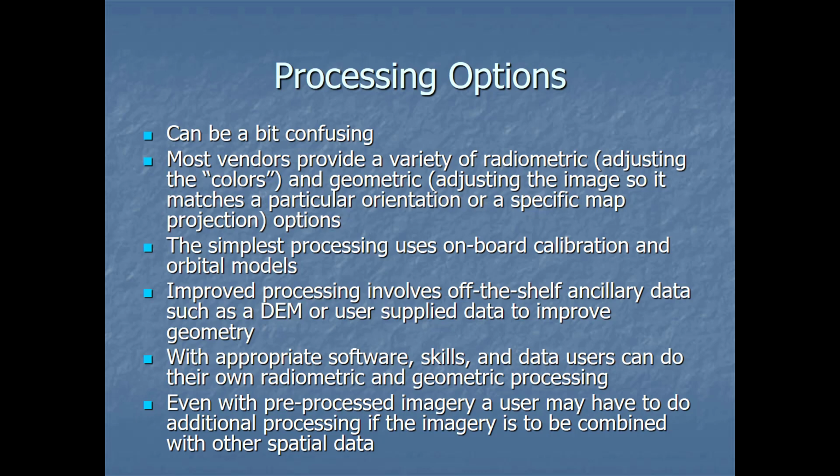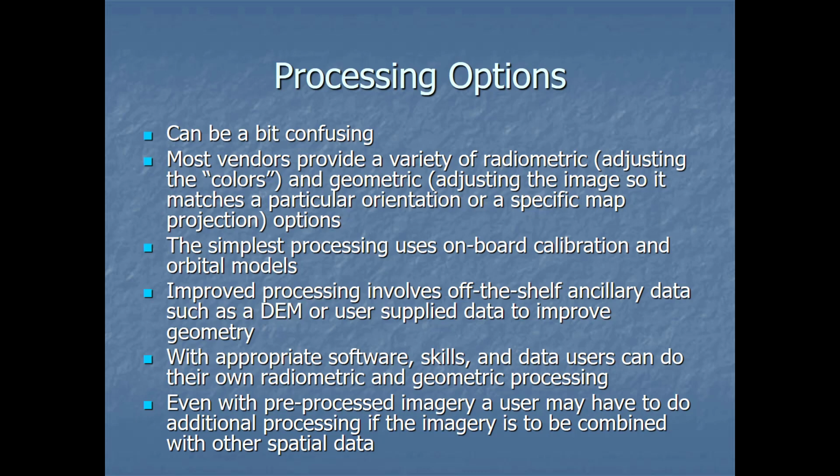With processing options, these can be a bit confusing. Most vendors provide a variety of radiometric processing, which is adjusting the colors that you see, remembering that colors also includes visible colors and infrared, near infrared, microwave, etc. And vendors also provide geometric processing, which adjusts the image so that it matches a particular orientation or a specific map projection. The simplest processing uses onboard calibration and orbital models.